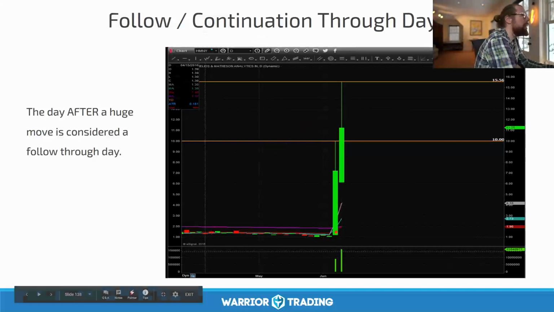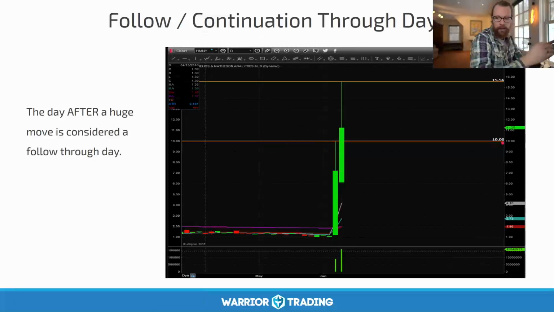So this stock made a big move here on this day, and then on the next day, it broke through $10, which was the previous day's high. So that breakthrough of the previous day's high, that's what we would call continuation and/or follow through, interchangeable expressions.